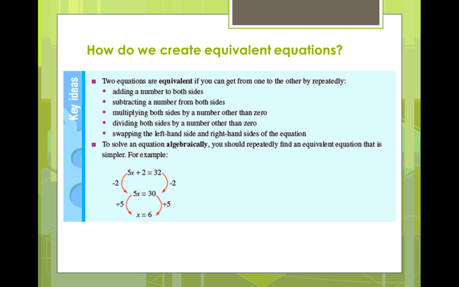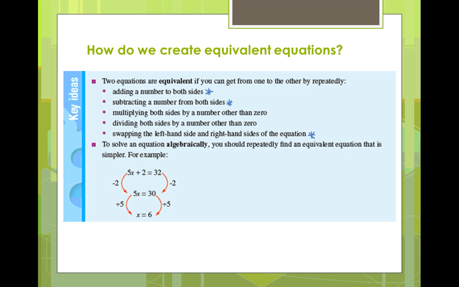Okay, so how do we create equivalent equations? You've seen me make 2 equivalent equations on the previous slide. 2 equations are equivalent if you can get from one to the other by repeatedly adding a number to both sides. You saw me do that with adding 10. Subtracting a number from both sides, well, we did that when we subtracted 7. We could be multiplying both sides by a number other than 0, or dividing both sides by a number other than 0. Or we could be swapping the left-hand side of the equation and the right-hand side of the equation over.